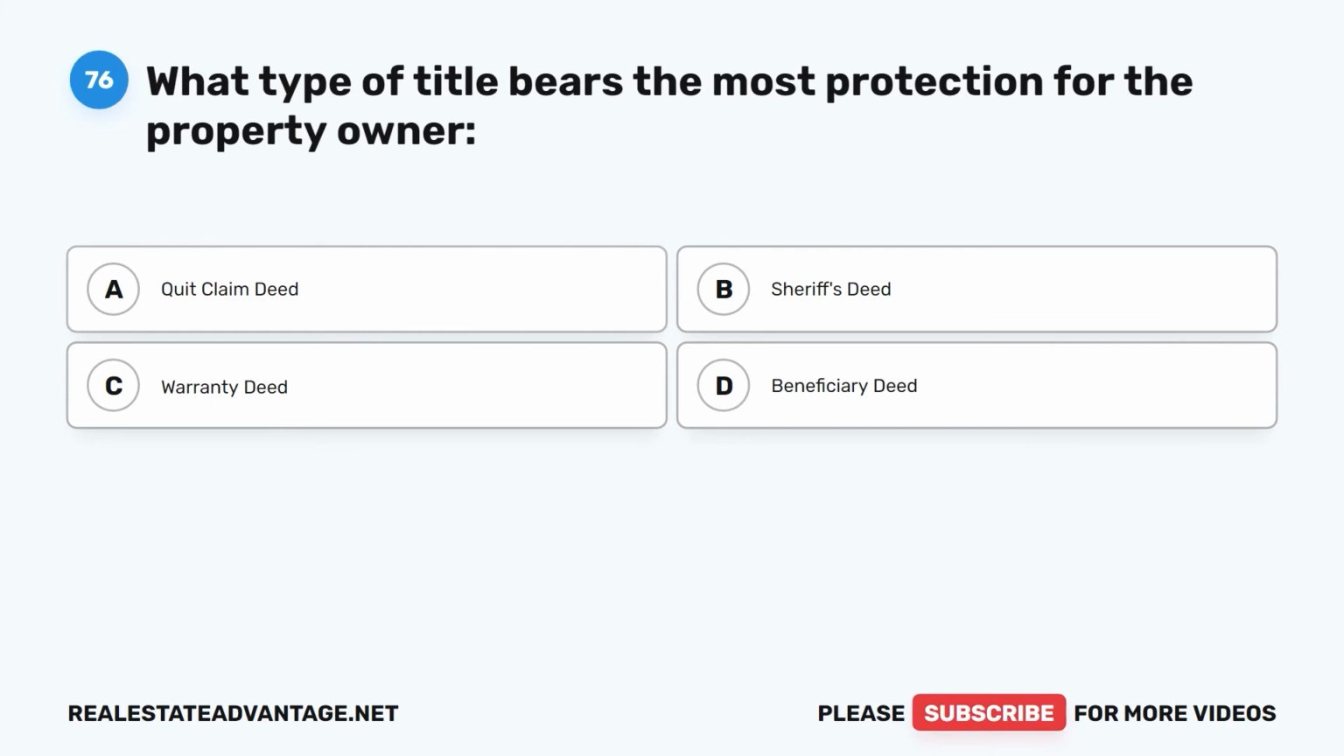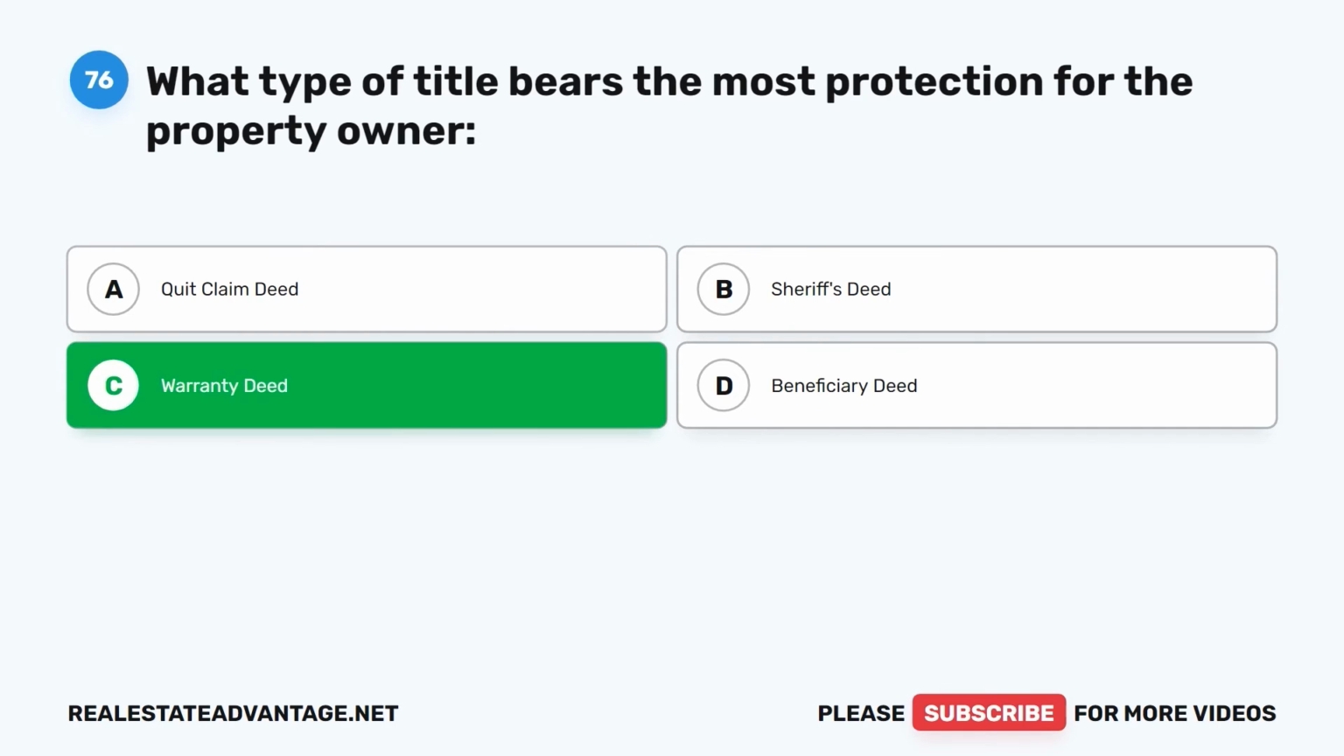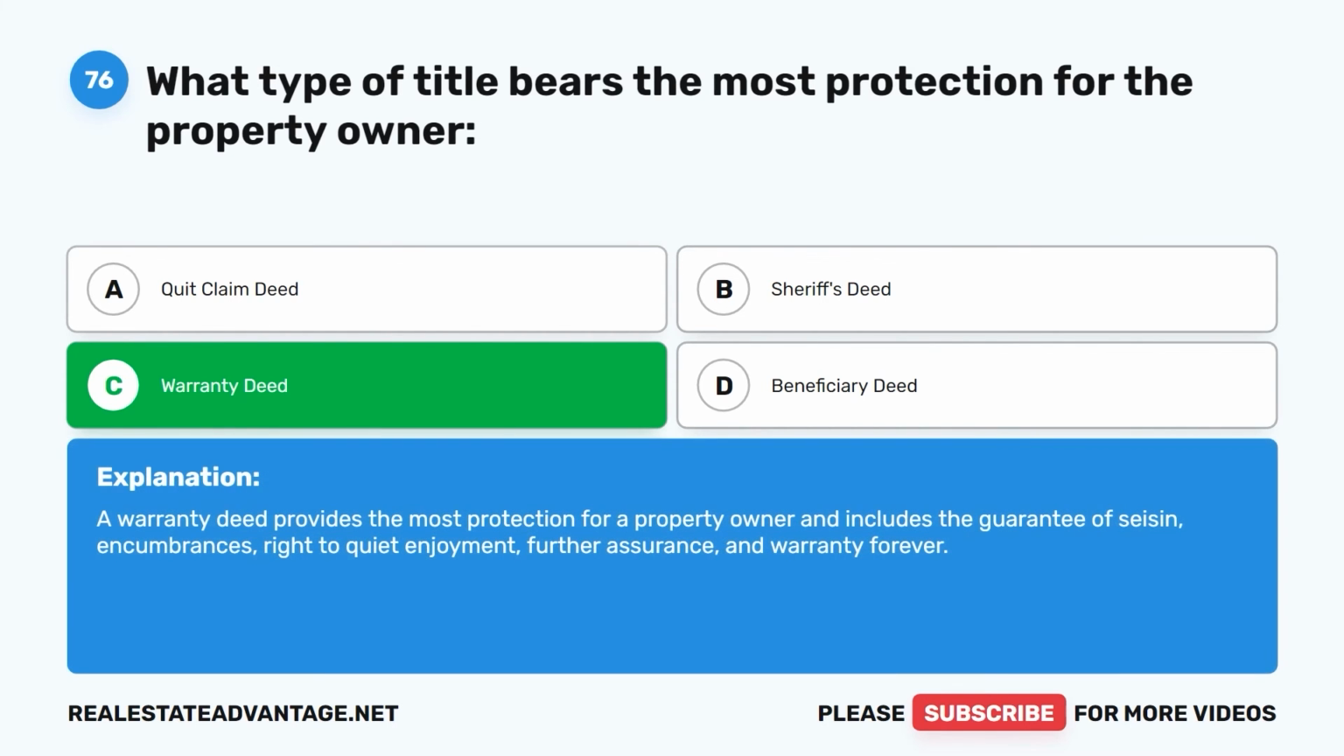Question 76. What type of deed bears the most protection for the property owner? A. Quitclaim deed. B. Sheriff's deed. C. Warranty deed. D. Beneficiary deed. The correct answer is C. Warranty deed. A warranty deed provides the most protection for a property owner and includes the guarantee of seisin, encumbrances, right to quiet enjoyment, further assurance, and warranty forever.